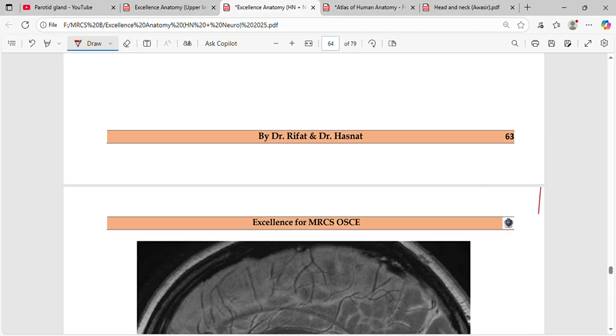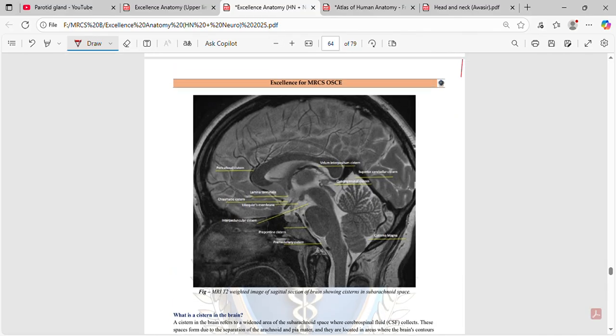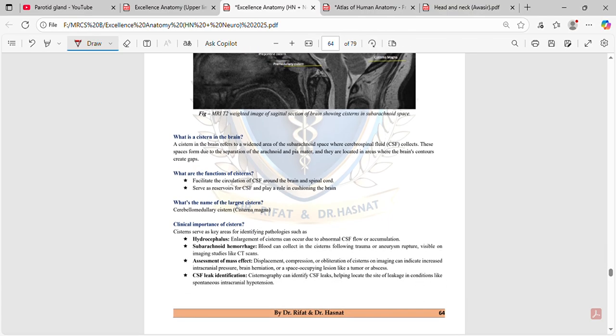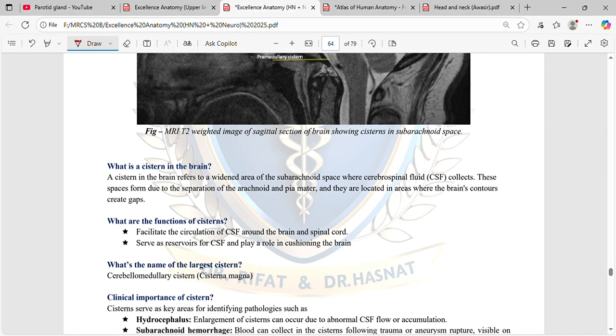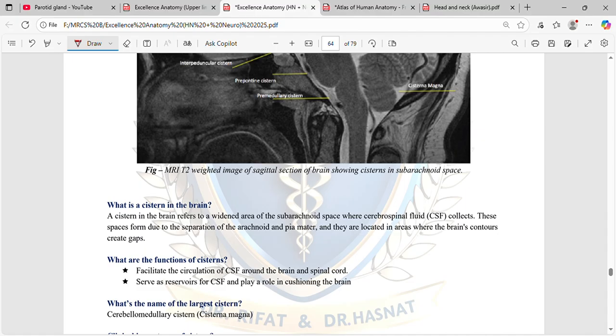Okay, we will come to this diagram later on, but first we go through these important things which can be placed in exam. So what is a cistern in the brain? That is very important. A cistern in the brain refers to a wider area of the subarachnoid space where cerebrospinal fluid collects. These spaces form due to the separation of the arachnoid and pia mater. So when arachnoid and pia mater are separated, they can form the cistern, and they are located in areas where the brain contours create gaps. Wherever there is a gap in the parenchyma of the brain, they form.